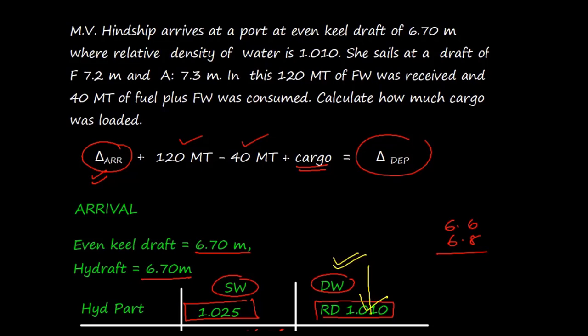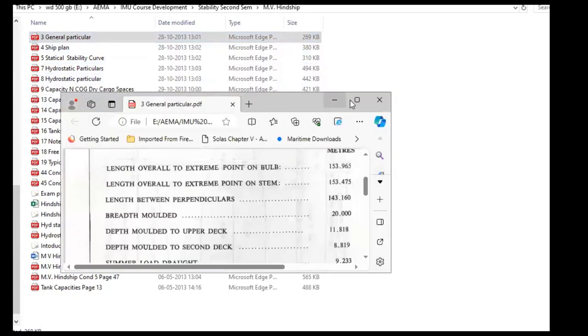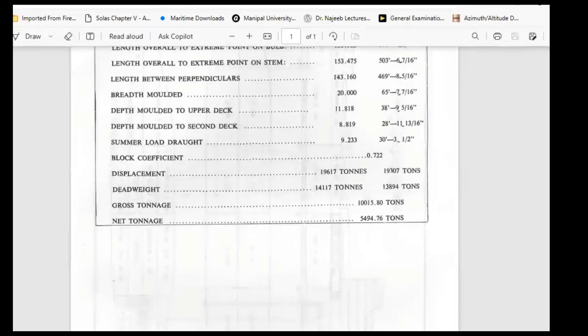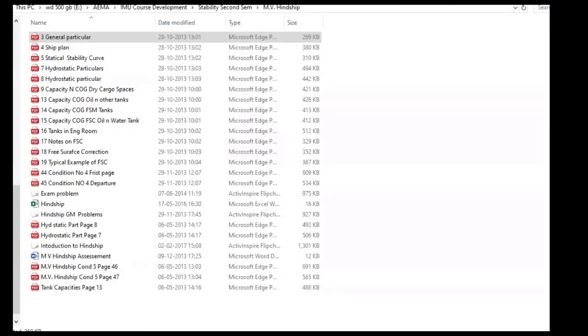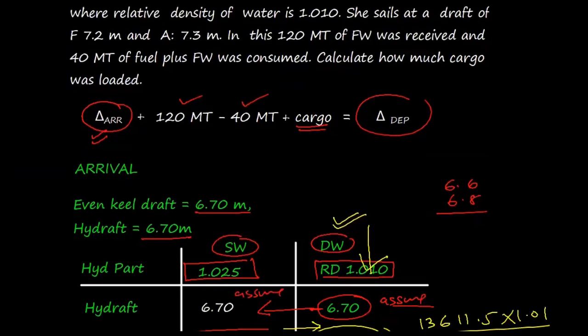For that, what will you do? Sir, the formula is simply plus 120 mp minus 1. Trim is given to us. LBP you should know. Yes, sir. Length between perpendiculars, it is written on the first page of the general particulars. Length between perpendiculars is 143.160. Commit it to your memory so you don't waste time in the last minute. 143.16. So what is the formula?